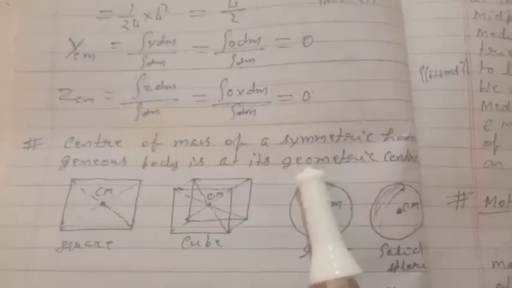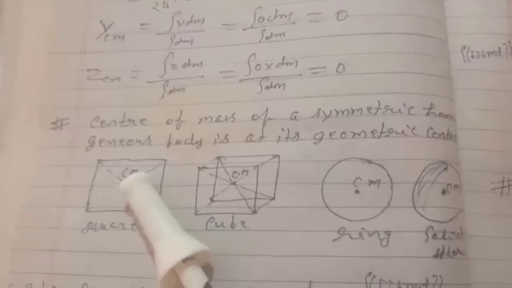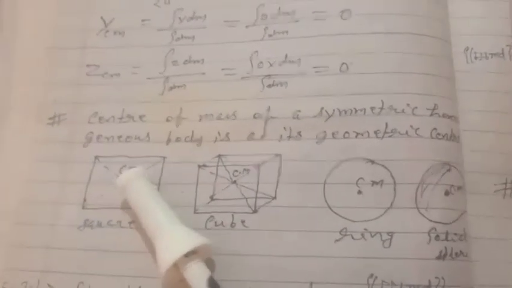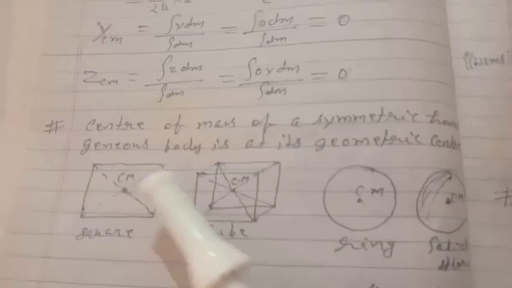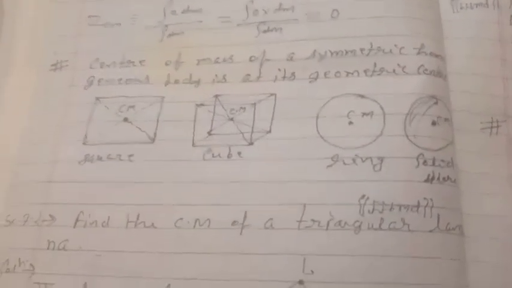Center of mass of a symmetrical homogeneous body is at its geometric center. That is, if these bodies are symmetrical and homogeneous, then the center of mass will be at the geometrical center. For example, if it is a square plate, then its center of mass is at this point. If it is a cube, then its center of mass is at its geometrical point. Similarly, for a ring, it is at the geometrical center. If it is a sphere, then its center of mass is at the geometrical center.